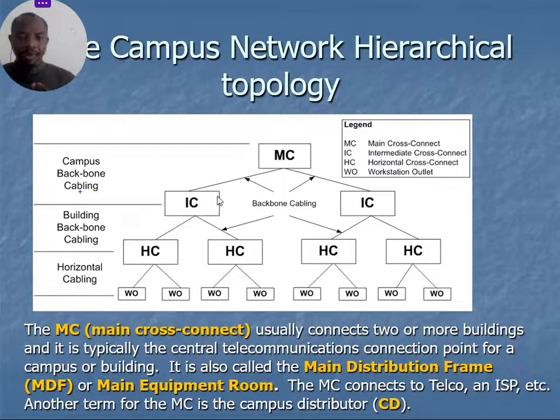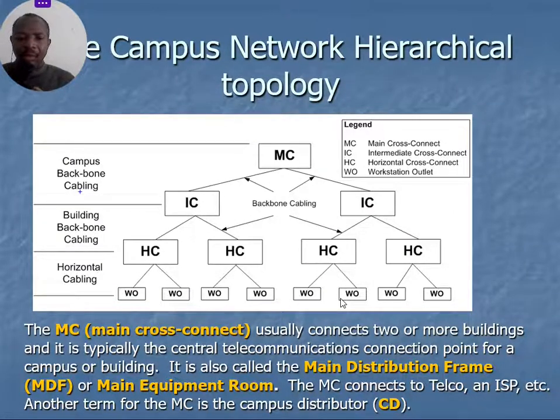Now, if you take a look at this campus network hierarchical topology, you have what we call the main cross connect. From the main cross connect, we connect to the intermediate cross connect using a backbone cable. These lines are cables, and they're called the backbone cable. You use a backbone cable to take from the main cross connect to the intermediate cross connect.